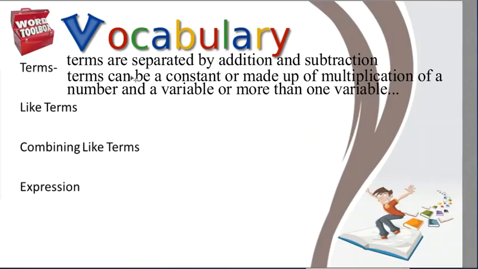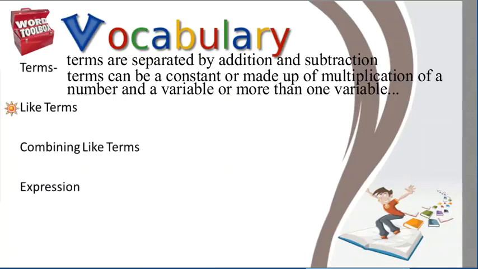So let's go ahead and add on to our definition for terms. We know that terms are separated by addition and subtraction. Terms can be a constant, so remember that's when a term is just a number, or made up of multiplication of a number and a variable or more than one variable. I think we have a pretty good definition for terms, and hopefully you have a good understanding of what a term is, how to figure out how many terms are in an expression, and how to identify the constant and coefficient of each term.